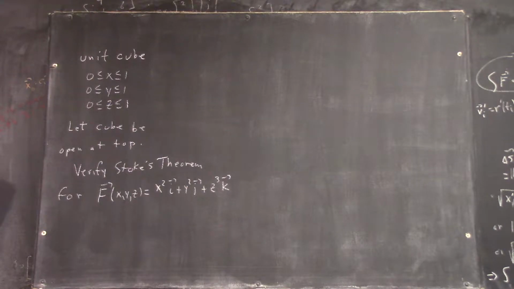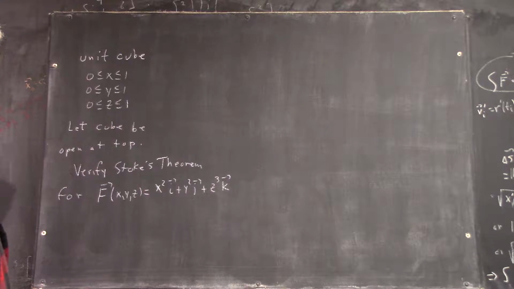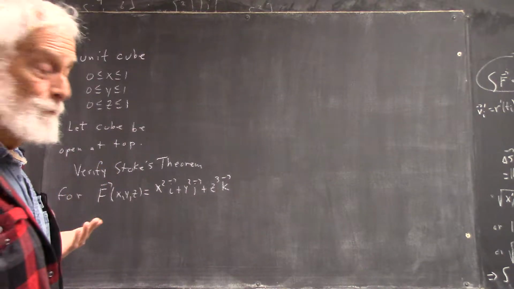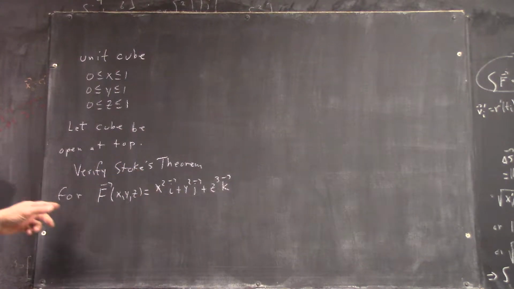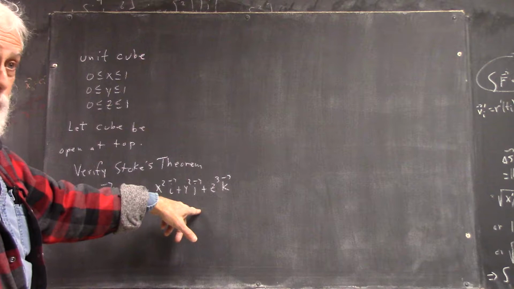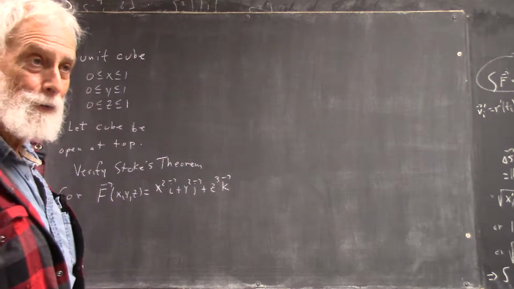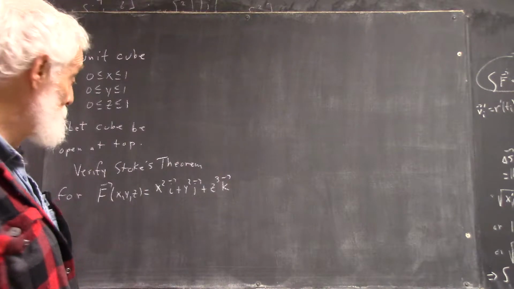So, I posed this problem. You've got a unit cube, define it, the parameters are very straightforward, and let the cube be open at the top, okay? And we're going to verify Stokes' theorem for this function. Okay, we're going to try to. I don't think that's going to lead to a particularly nasty set of integrals, but maybe, we'll see.